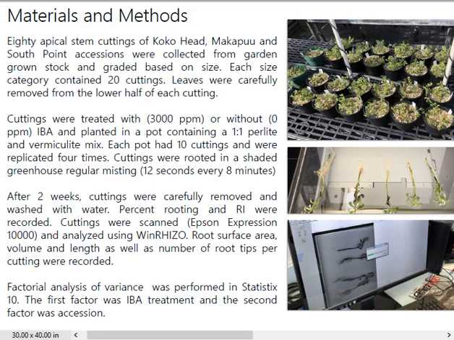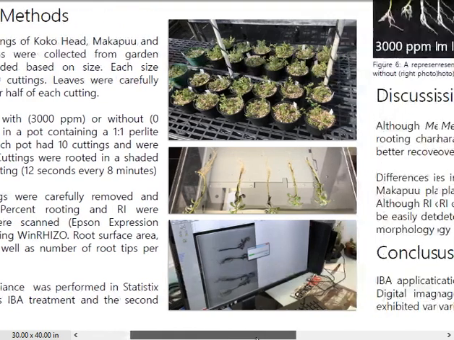And then after that, we scanned the cuttings, saved the scanned images, and then analyzed these images in WinRHIZO. So the data that we collected in WinRHIZO were root surface area, root volume, root length, as well as the number of root tips per cutting. All of these data were then analyzed as a factorial analysis of variance in statistics 10, with the first factor as the IBA treatment and then the second factor as the accession.